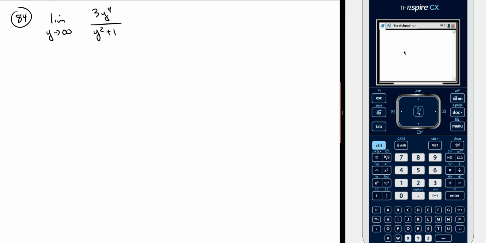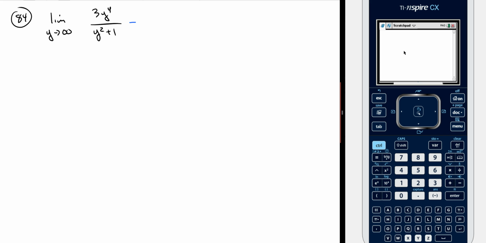All right, last problem, number 84. This time it's the limit as y approaches positive infinity of 3y to the fourth over y squared plus 1. So we're going to do the same thing we did on 81. We're going to think about what happens to both the top and the bottom as y becomes really large, this time positive numbers. So I'm going to take some really large positive number, raise it to the fourth power, so it just got a lot bigger, and then multiply it by 3.